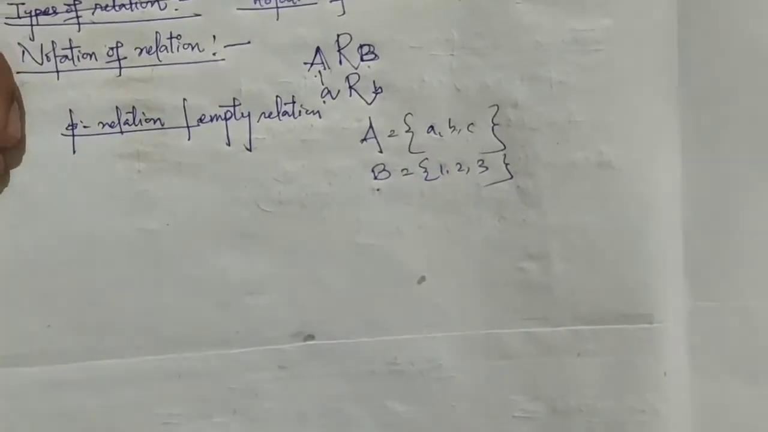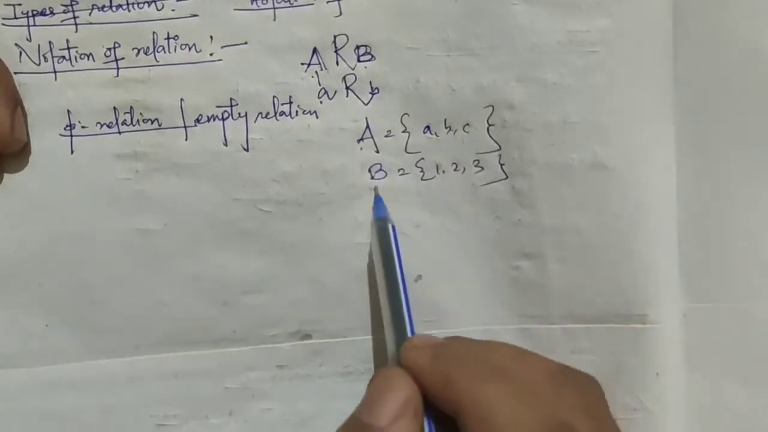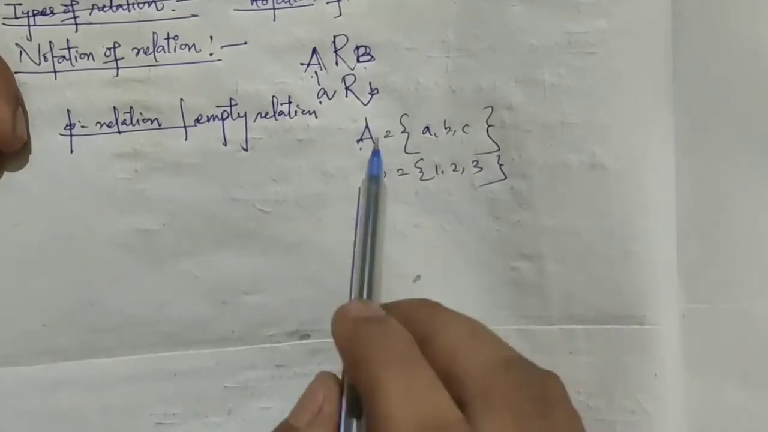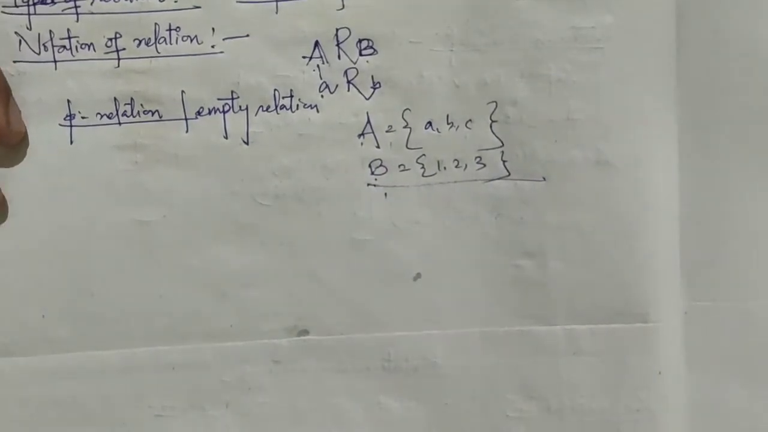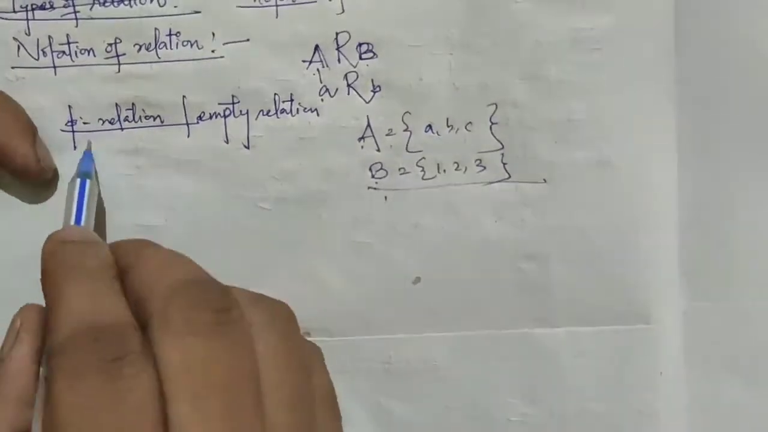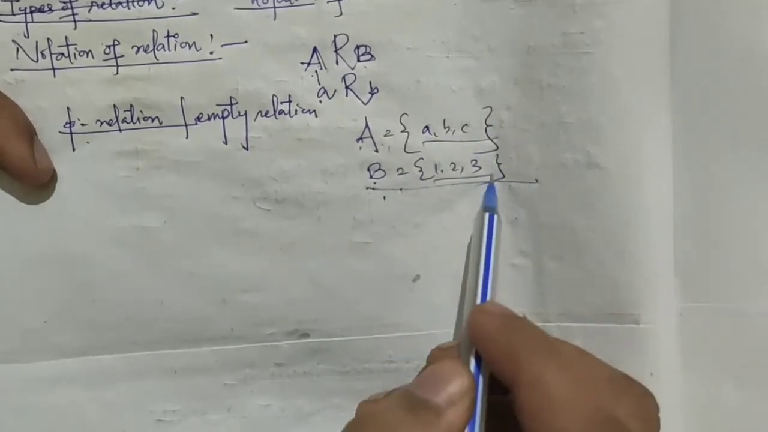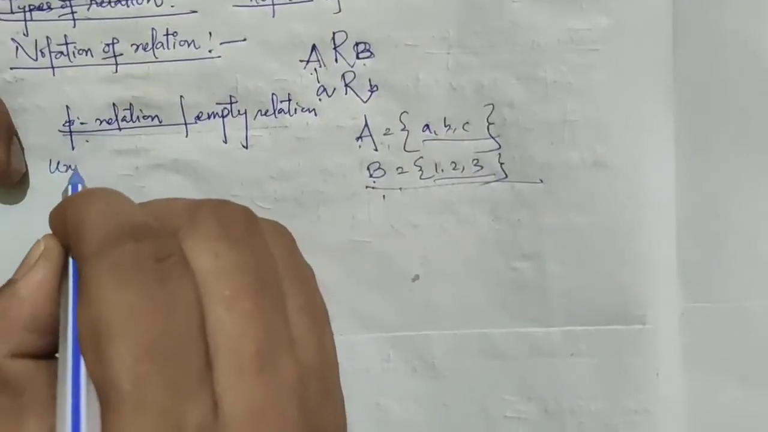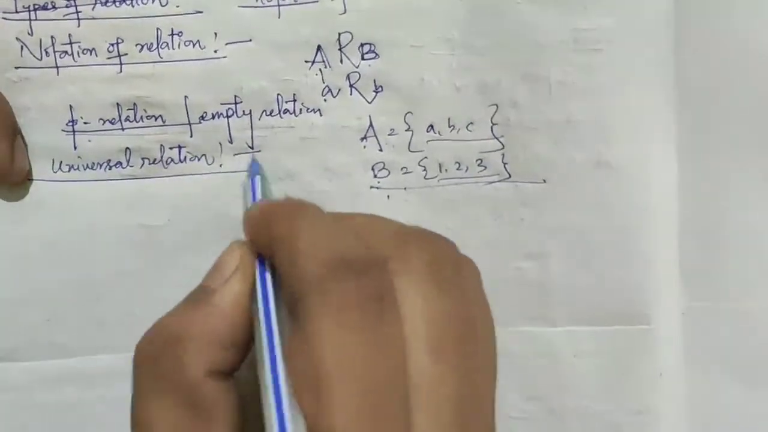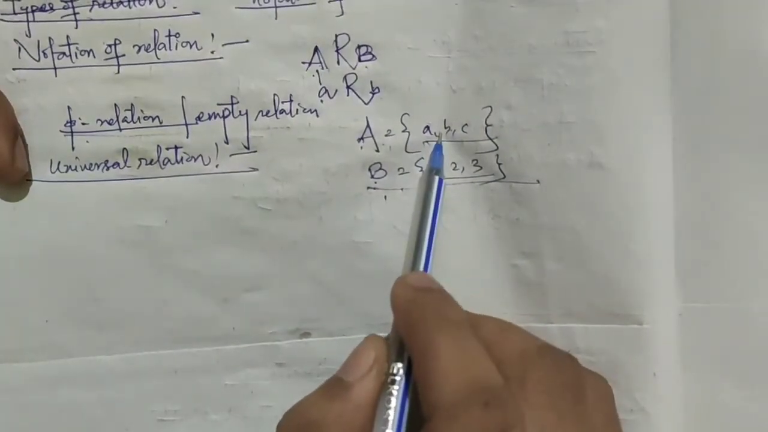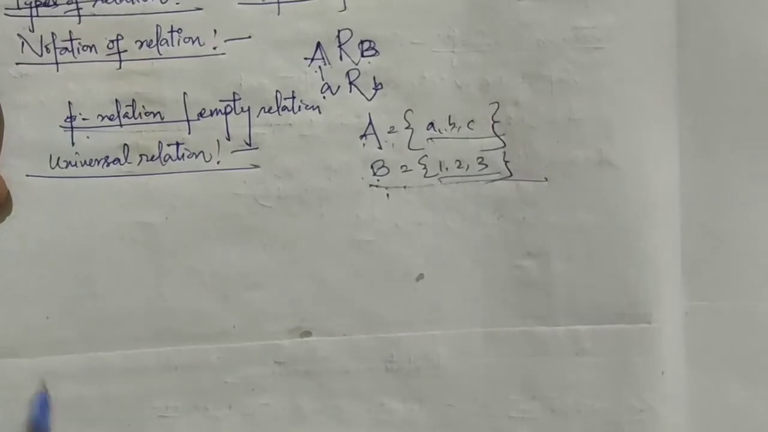What is a universal relation? A relation R is said to be a universal relation if each element of A is related with each element of B. Each element of A is related with every element of B, then we call that a universal relationship. One is the phi relation, which means there is no element of A related with the elements of B. Another is the universal relation, where each element of the first set must be related with every element of the second set B.